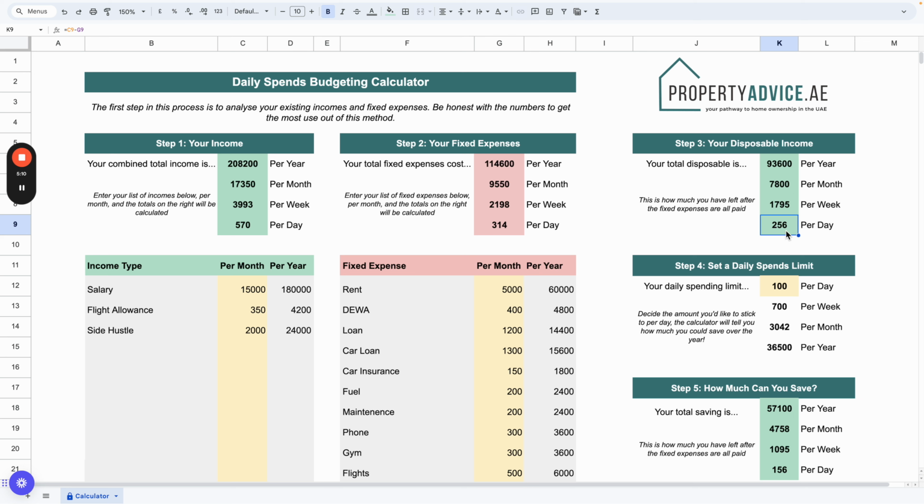If you actually think about it though, 256 dirhams a day is quite a lot for a single person to spend on just normal life. There are days when you spend nothing, and there'll be days when you spend double or triple this. But as an average, if you could try and set a limit for your daily spending or your weekly spending or your monthly spending, but think of it per day, it can actually change your attitude towards your fixed expenses and your income.